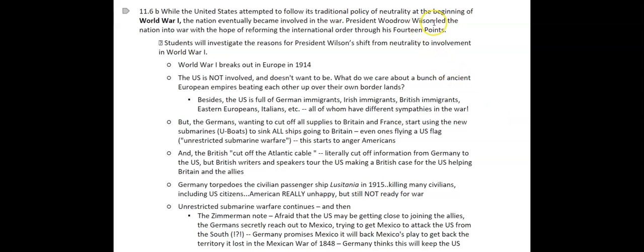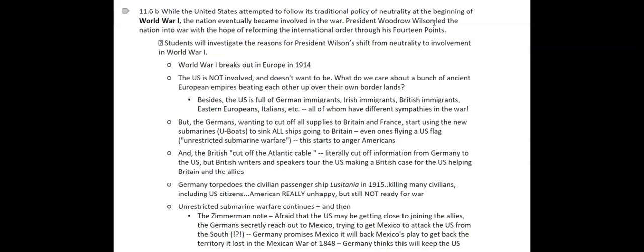Well, the United States attempted to follow its traditional policy of neutrality, kind of isolationism, at the beginning of World War I. The nation eventually became involved in the war. Wilson led the nation into war with the hope of reforming the international order through his 14 points. So, students will investigate the reasons for Wilson's shift from neutrality to involvement.